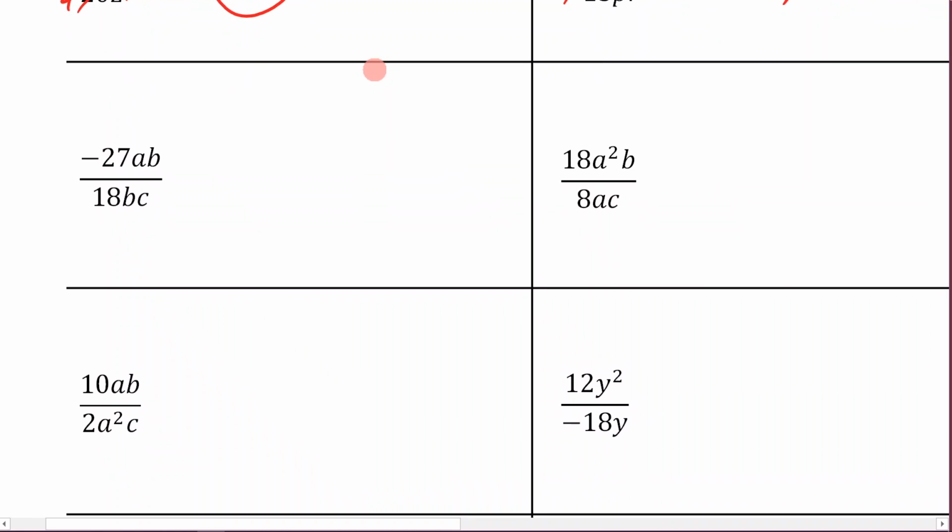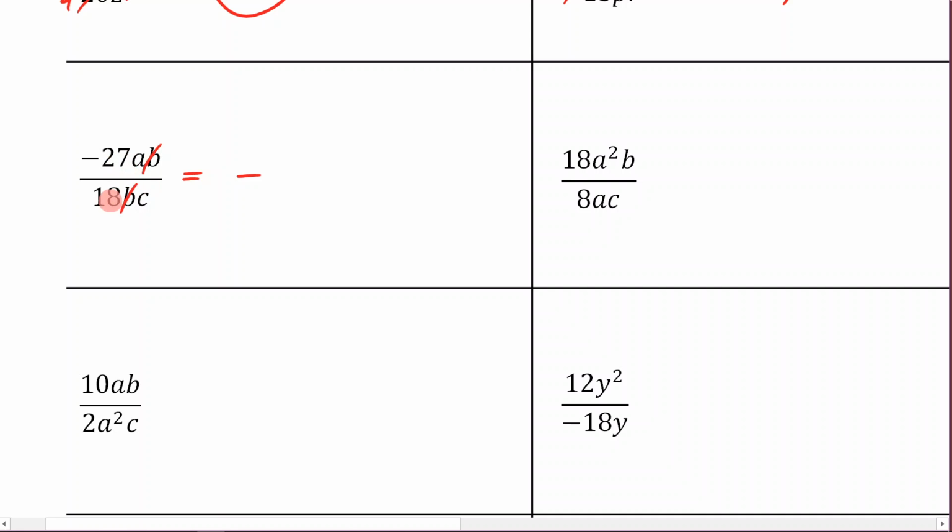All right, so 27AB over 18BC. And as you can see, I have one negative. I've got negative divided by a positive, so I immediately know that my answer is going to be negative. Now I see a B there and a B there, so they cancel. Easy stuff out of the way first.